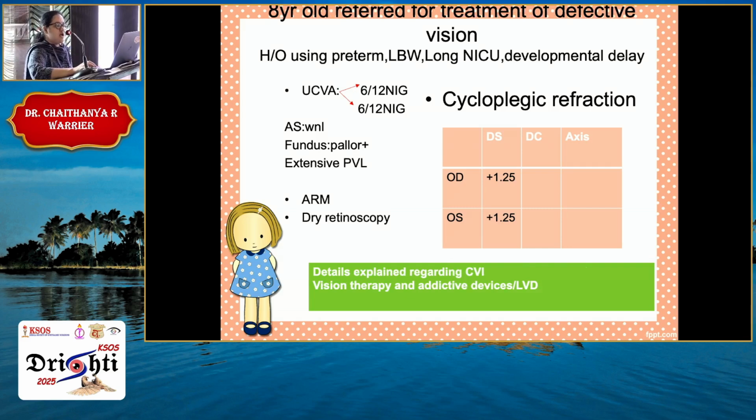Another 8-year-old child was referred for treatment of defective vision. The child was preterm with a long neonatal ICU stay and vision was not improving beyond 6/12. There is no refractive error, but the fundus showed minimal pallor. There were extensive PVL changes. Here we need to manage the cortical visual impairment; vision therapy, additive devices or low vision devices are the treatment.